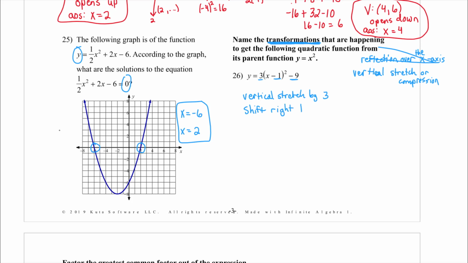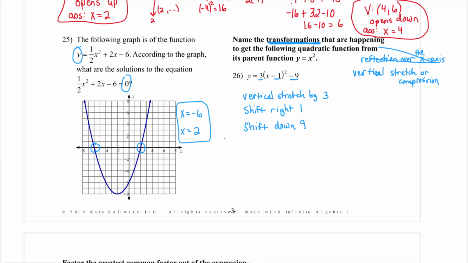And then outside this negative 9, we are shifting down 9. It is important, at least for me, that you say what you're stretching by, what you're shifting by. And yeah, that's how we do it.